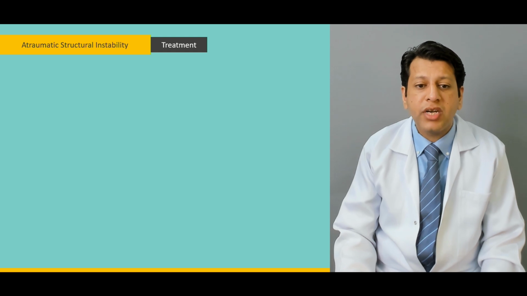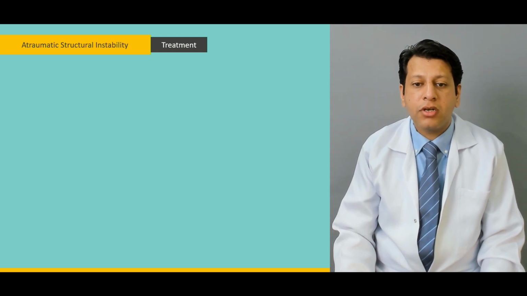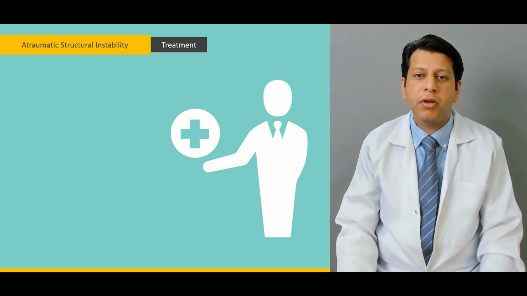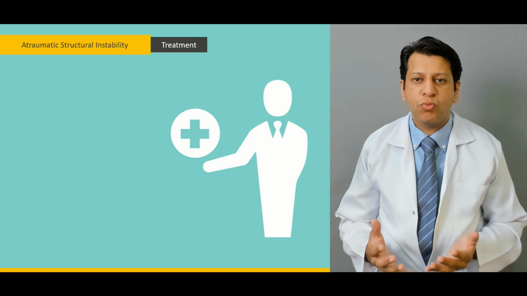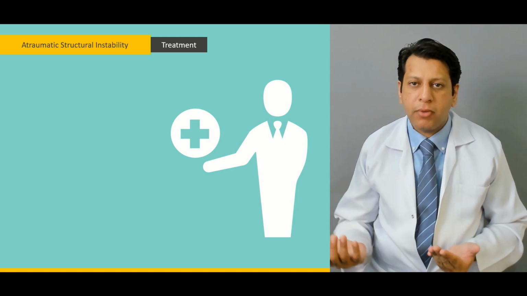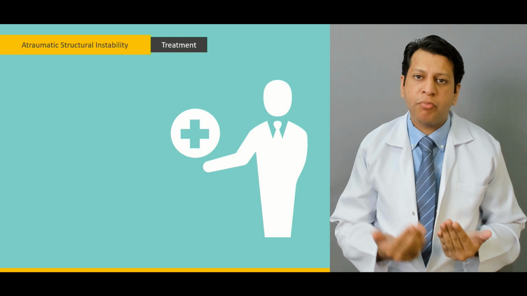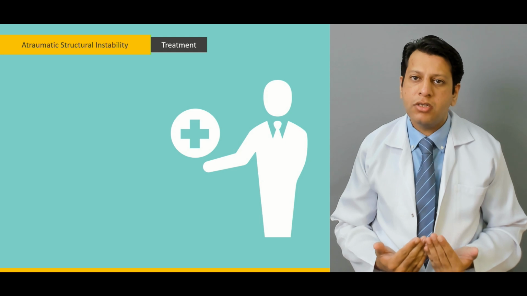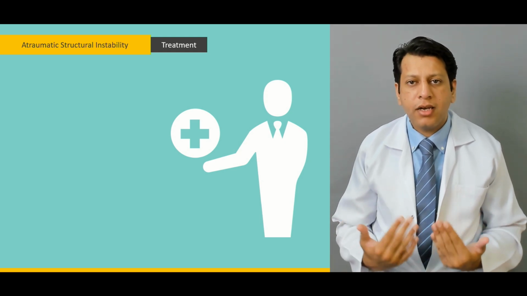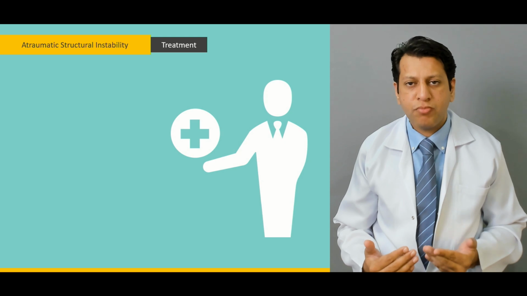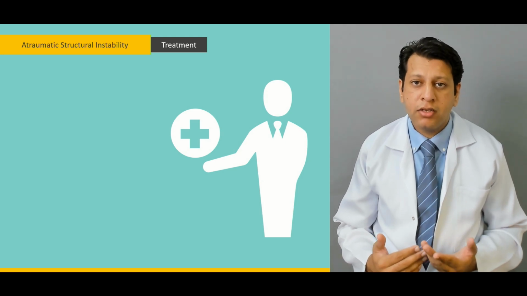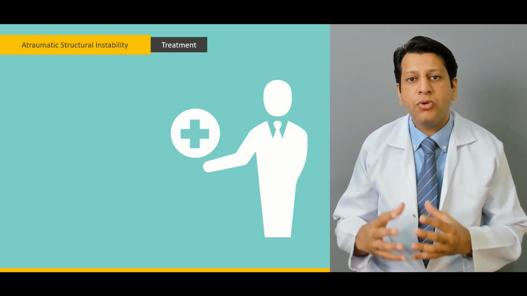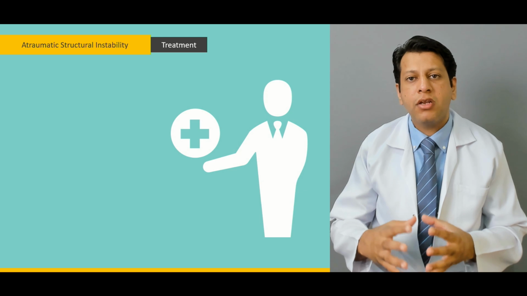Now coming to the treatment of atraumatic structural instability, which is usually multidirectional, the common forms are always remembered with two mnemonics. One is TUBS, the other is AMBRI. TUBS stands for traumatic, unidirectional, Bankart lesion, which usually requires a Bankart surgery. Then comes AMBRI: it is usually atraumatic, multidirectional, bilateral, and usually requires rehabilitation and inferior capsular shift.